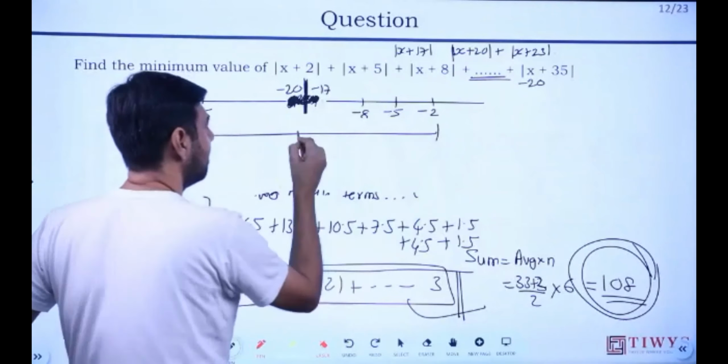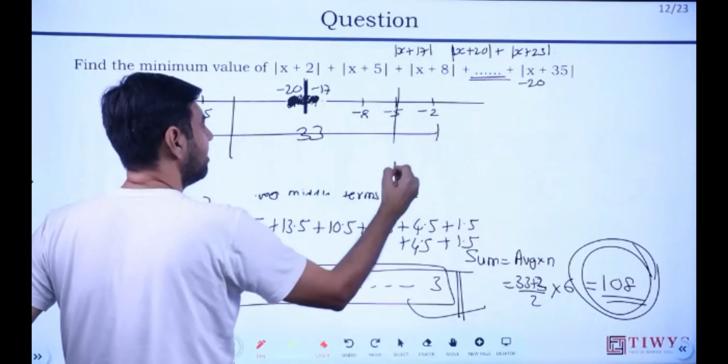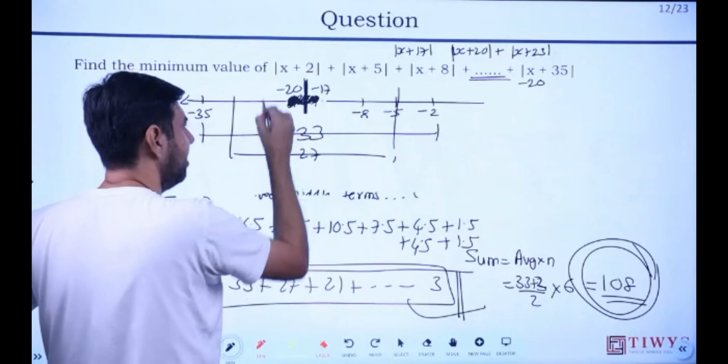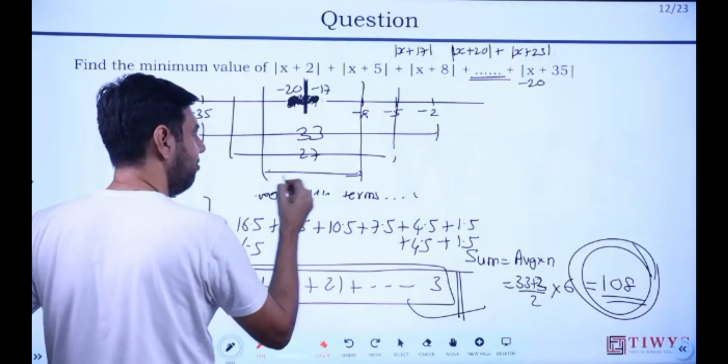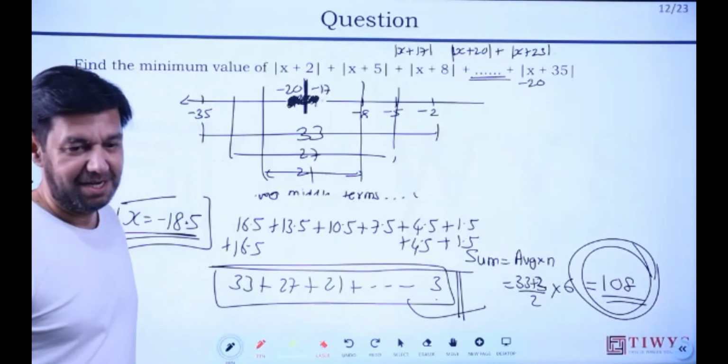This distance is 33. The next distance is 6 less, 27. The next distance is 6 less, 21. And you can automatically get here.